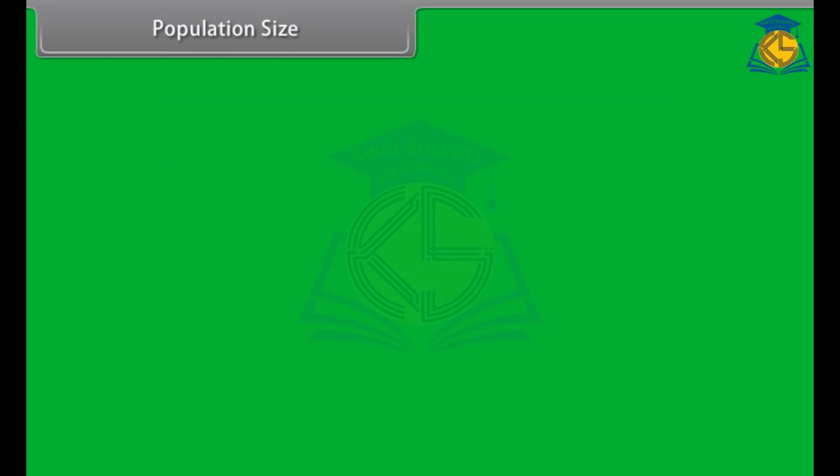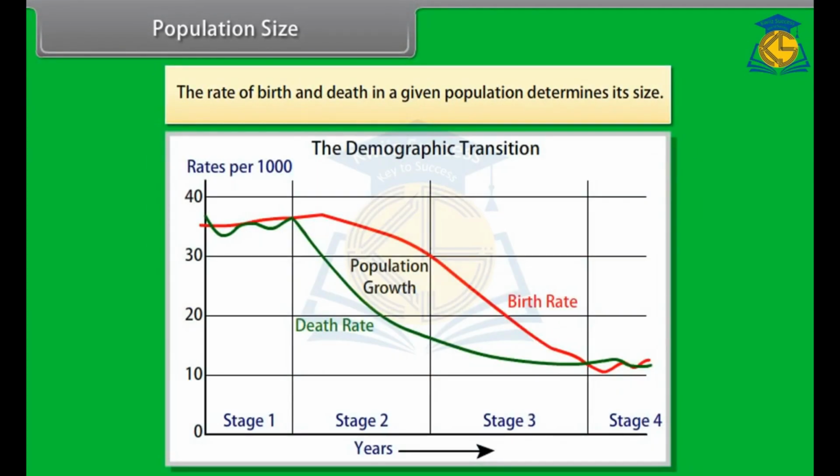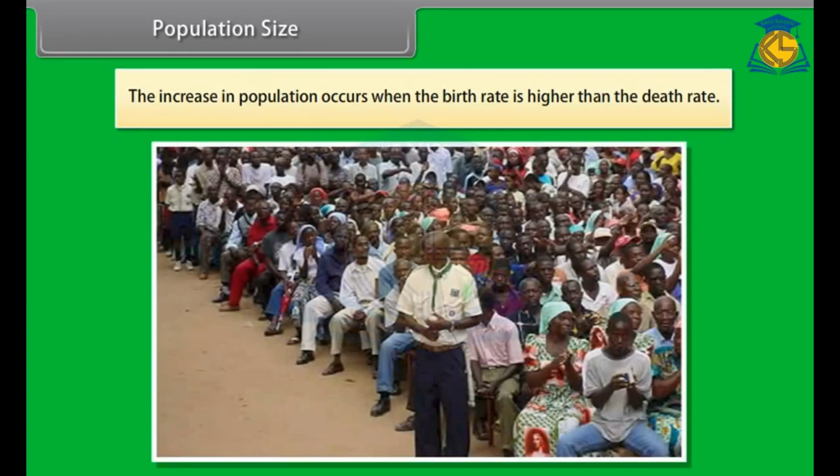Population size. Organisms increase their population with the help of reproduction. The rate of birth and death in a given population determines its size. The increase in population occurs when the birth rate is higher than the death rate.